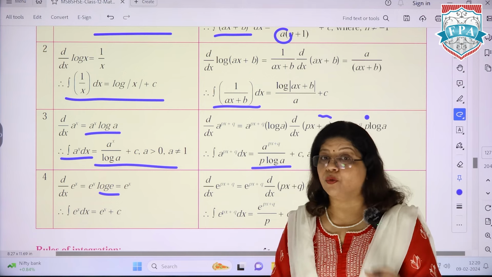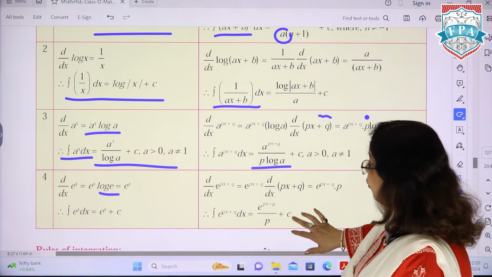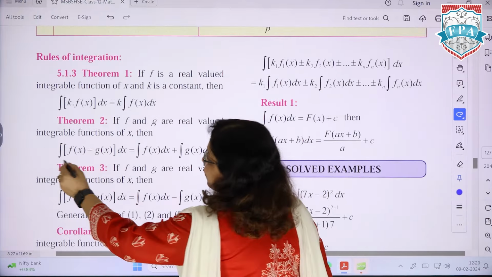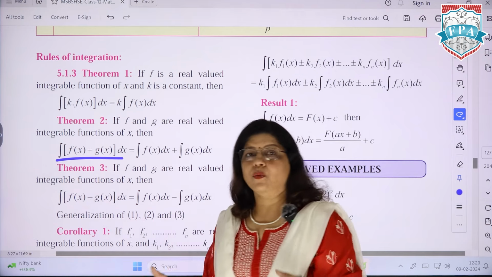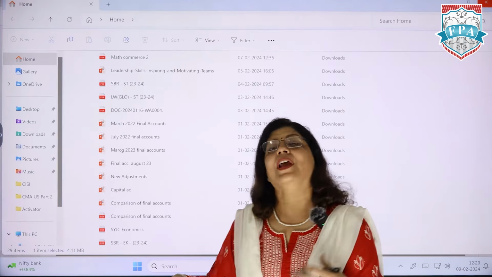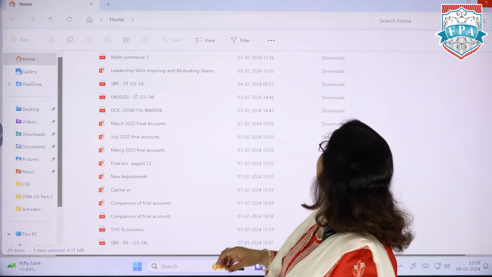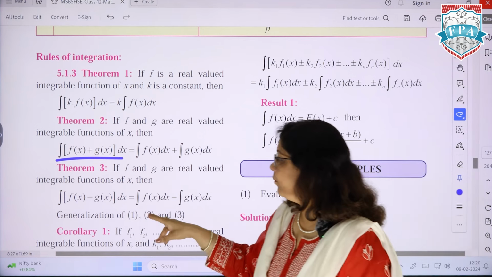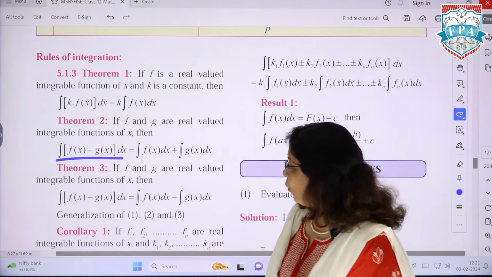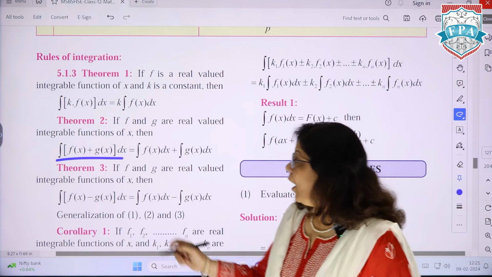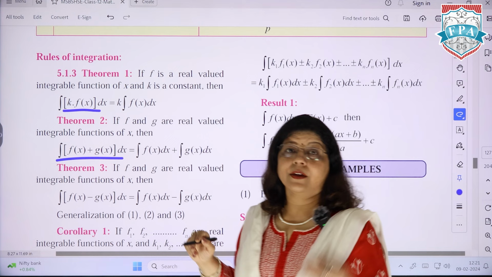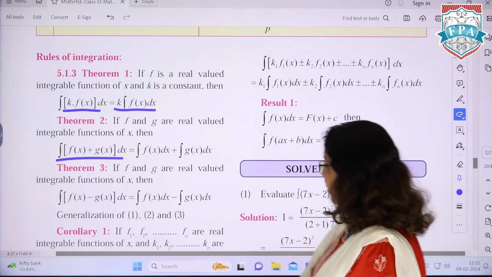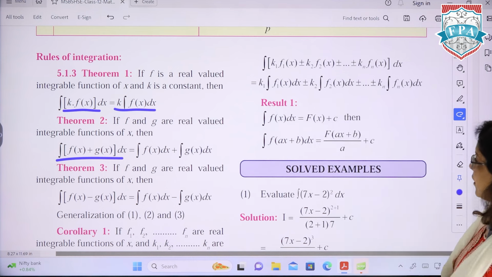Now there are certain basic rules which we follow. If there are two different functions which are added, we can calculate the individual integrations and add them. In the same manner, the subtraction part is also there. Okay, not division, it is subtraction basically. For a constant, the integral of k f(x), k will come out and then you'll get the integral of f(x) as the answer. So these are the basic rules.